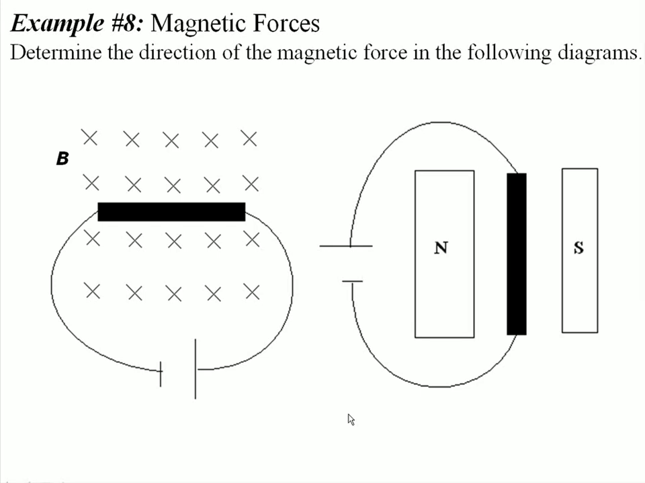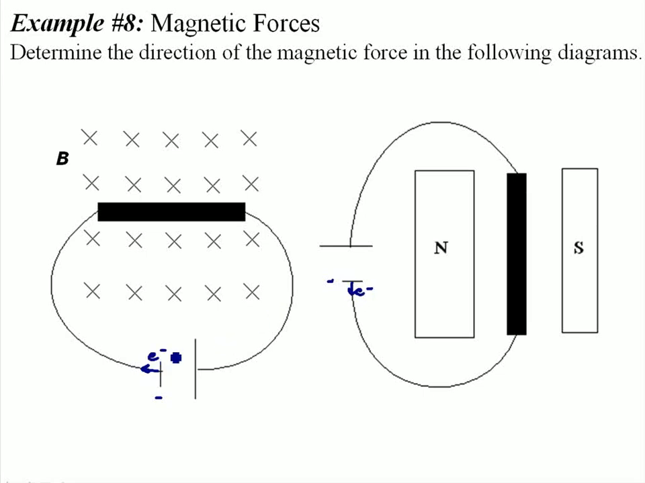Now when you look at this example, remember the electrons always come out of the negative terminal towards the positive. So the negative terminal is always the smaller. So electrons always come out of the negative. That's the first thing you have to remember.